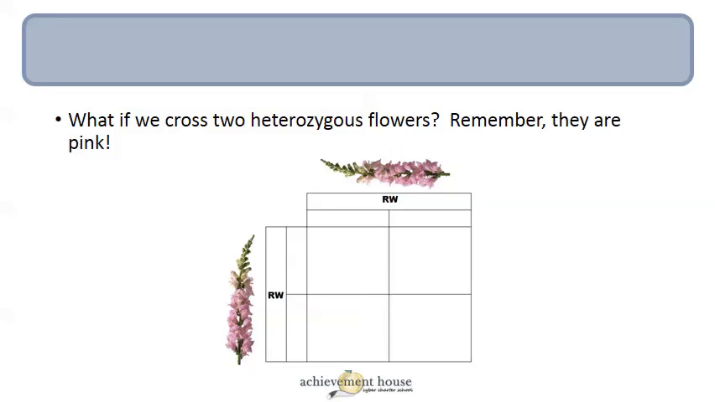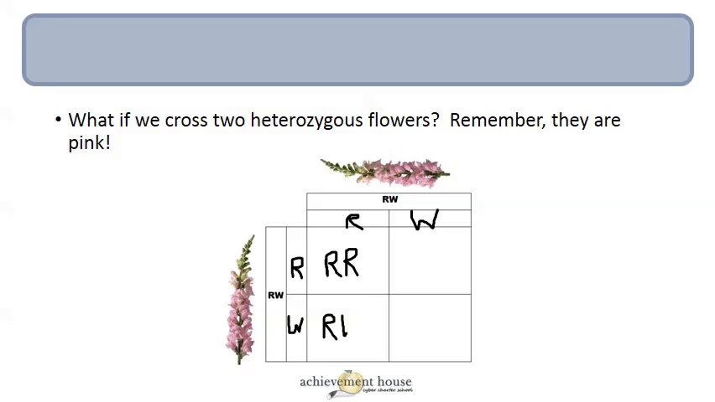What if we cross two heterozygous flowers? Remember, the heterozygous flowers are pink. So now we're crossing an RW with an RW. It really helps to draw this out. So be sure that you're doing this in your notes.